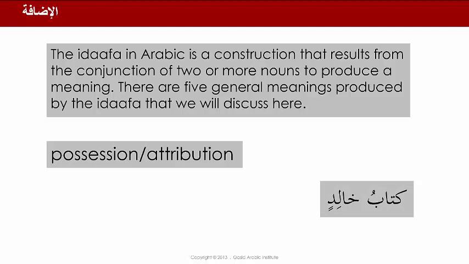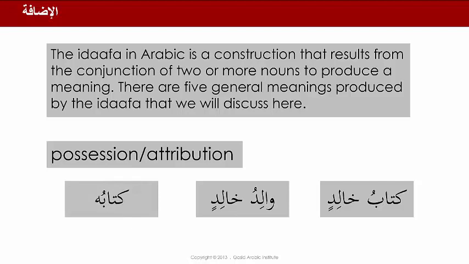We can say, for example, Kitabu Khalidin, the book of Khalid, or Khalid's book. Walidu Khalidin, the father of Khalid, or Khalid's father. Or if we want to use a pronoun, we can say Kitabuhu, his book. All of these indicate some type of either possession or attribution. If we said Kitabu Khalidin, it's the book that Khalid possesses. However, we don't say that Walidu Khalidin is a father that Khalid possesses.